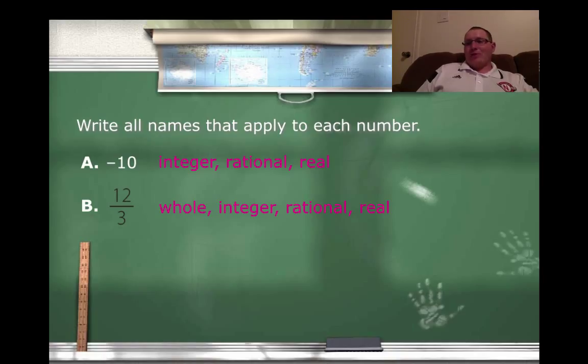Actually, on there they forgot natural. Isn't 4 a natural number? It's a natural counting number. So natural should be on that list also. But it's whole, integer, rational, real, and natural.